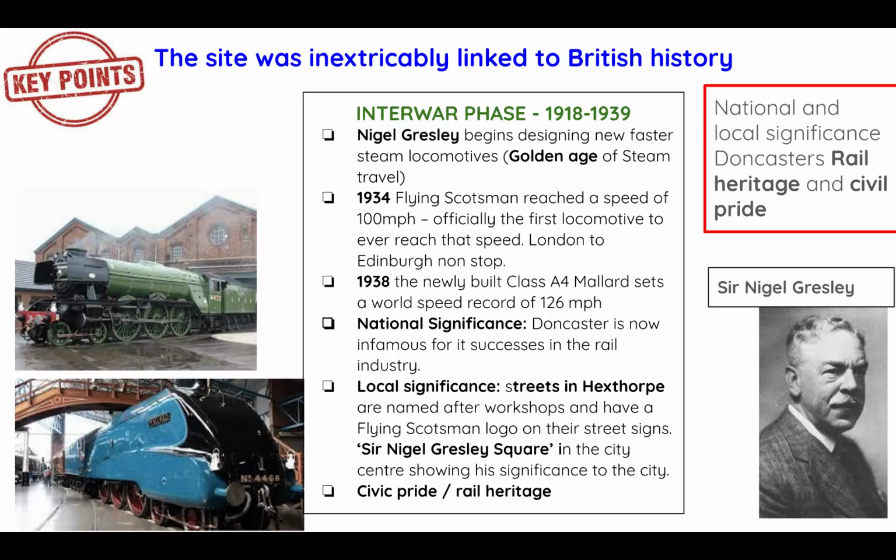Phase 3, the interwar years. In the interwar period, the site became a centre of technological innovation and railway excellence. This development was driven by engineers like Nigel Gresley, who designed faster and more advanced locomotives, such as the Flying Scotsman, the first locomotive to reach 100 miles per hour and travel from London to Edinburgh non-stop, and the Mallard, which reached 126 miles per hour, breaking the speed record for a steam locomotive.